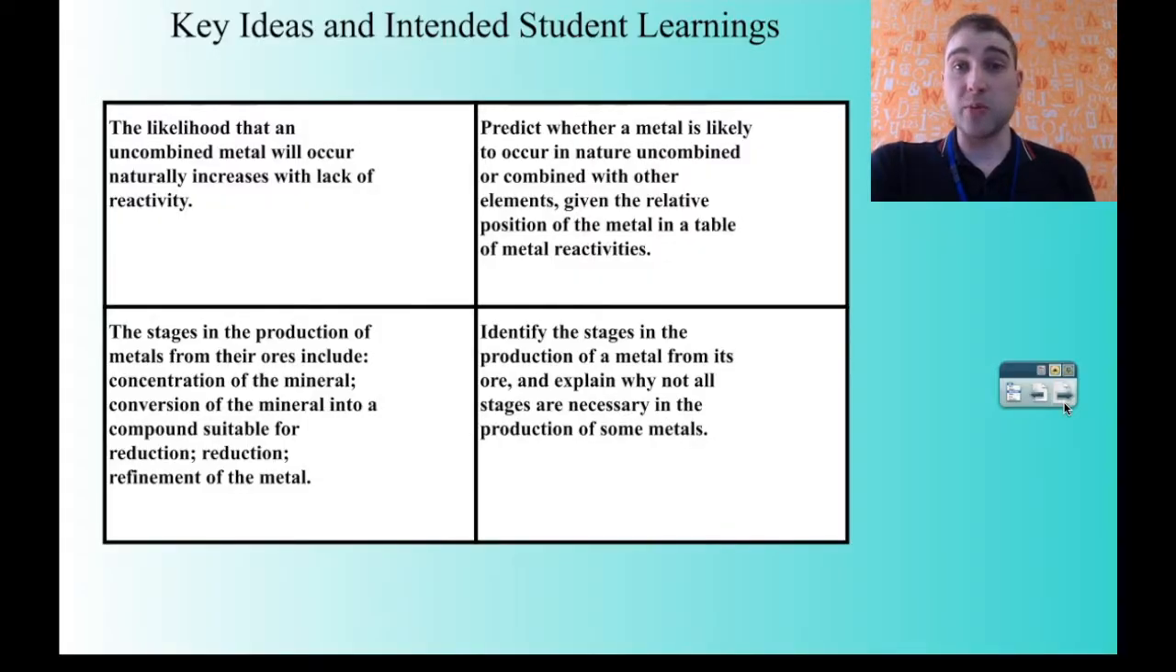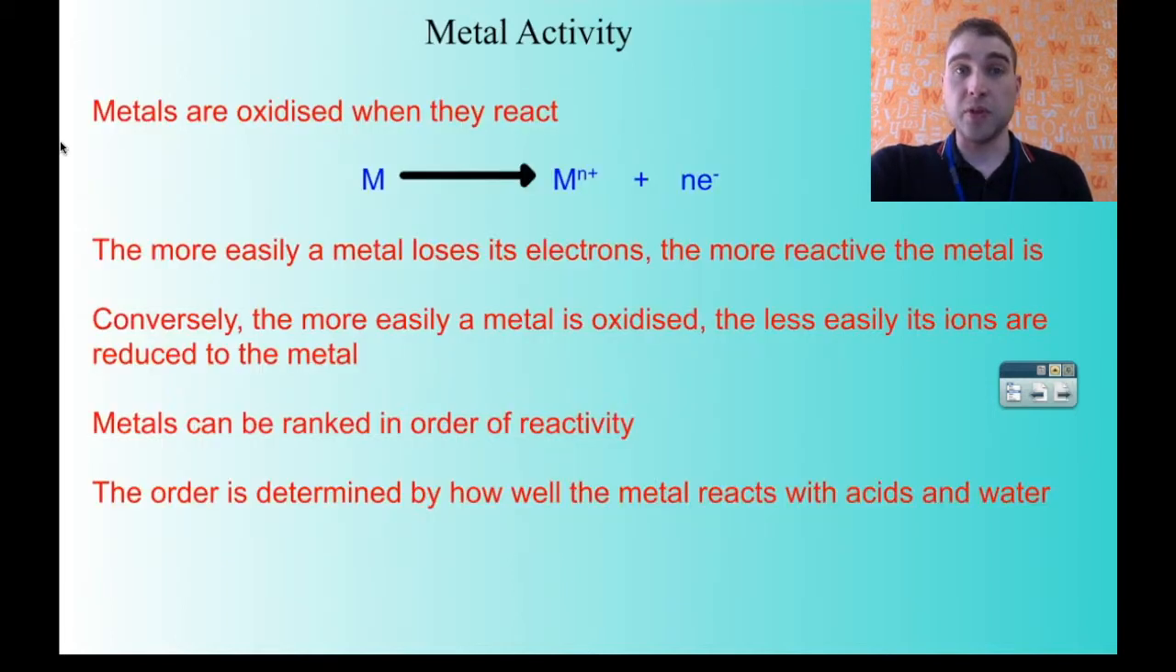So you need to be able to predict whether a metal is likely to occur in nature uncombined or combined with other elements, given its position in a table of reactivities. And identify the stages in the production of a metal from its ore and explain why not all the steps might be necessary. So metals are usually fairly reactive and they oxidize when they react.